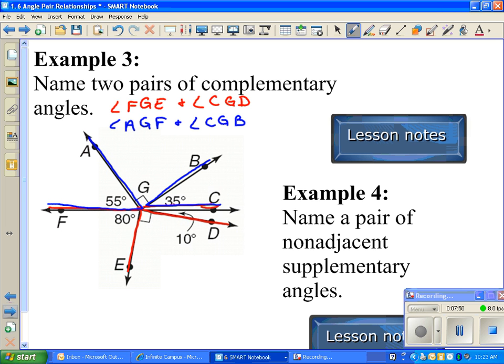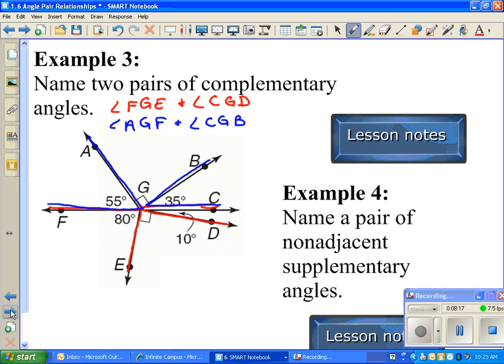Okay, so AGE, that's 180 plus 55. Well, that's already bigger than 90, right? Where's 80 at? Right here. Which angle is 80? FGE. But if you do AGE, you've got the 80 and the 55 together. We've done that one. Good.